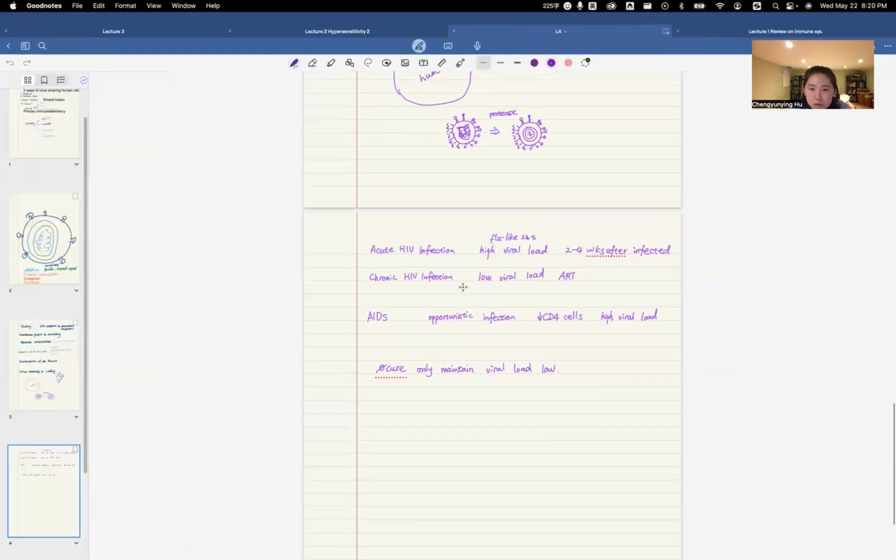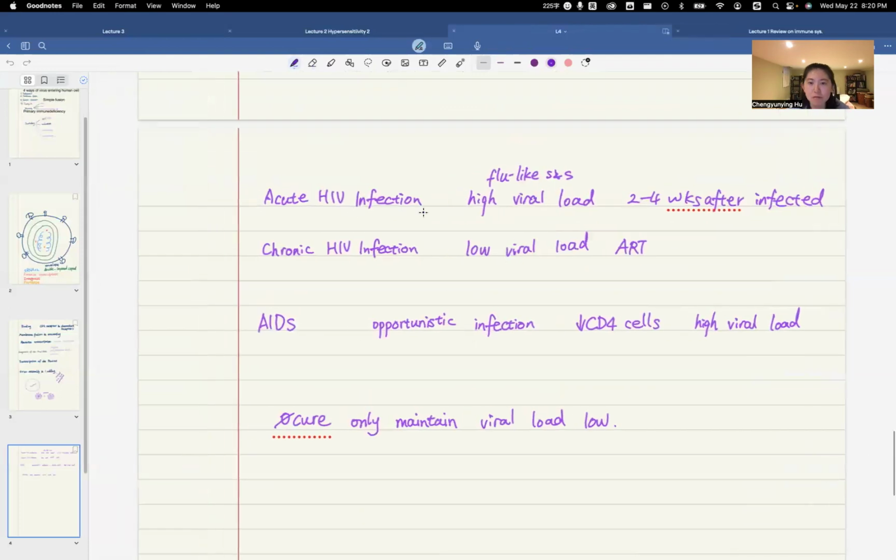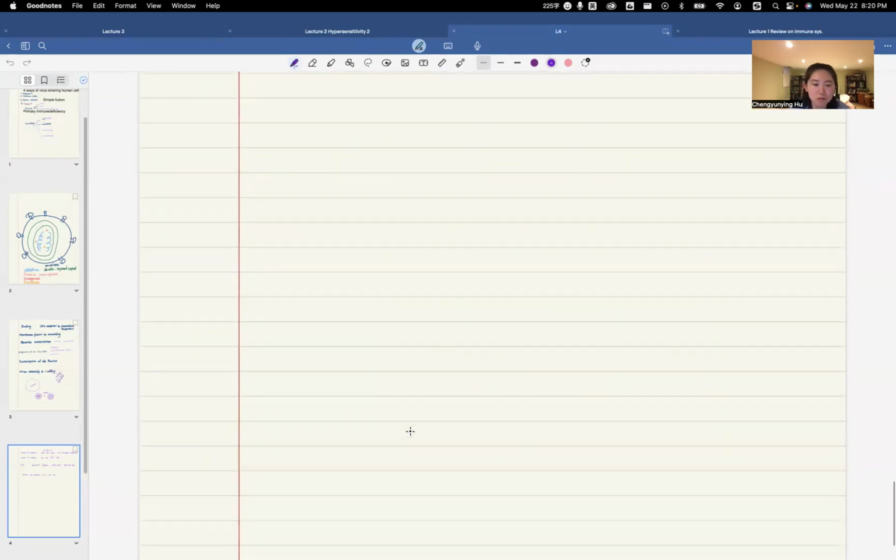Now, acute HIV is like high viral load 2-4 weeks after infection. Chronic is low viral load because the patient has received the treatment. AIDS is when there's a high level of viral load and usually patients die from opportunistic infection. There will be low CD4 T cells. There is no cure, only maintaining the viral load low.